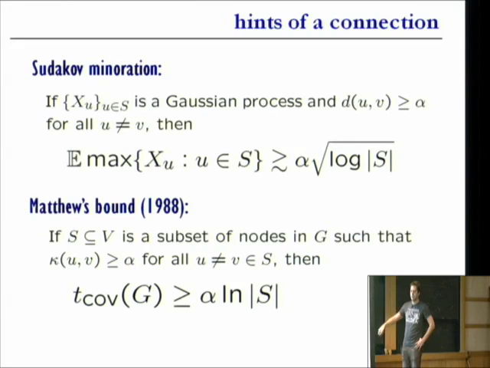Actually, it's not true as stated. You should assume that all the hitting times are at least alpha. I wouldn't have mentioned it because I was worried that Avi was going to point it out. You should think about this as a generalization of coupon collector. If it takes alpha to move from one coupon to another, then in order to cover all of them, I need at least alpha log s time. You're supposed to see something here: there's some similar syntax between these two theorems.